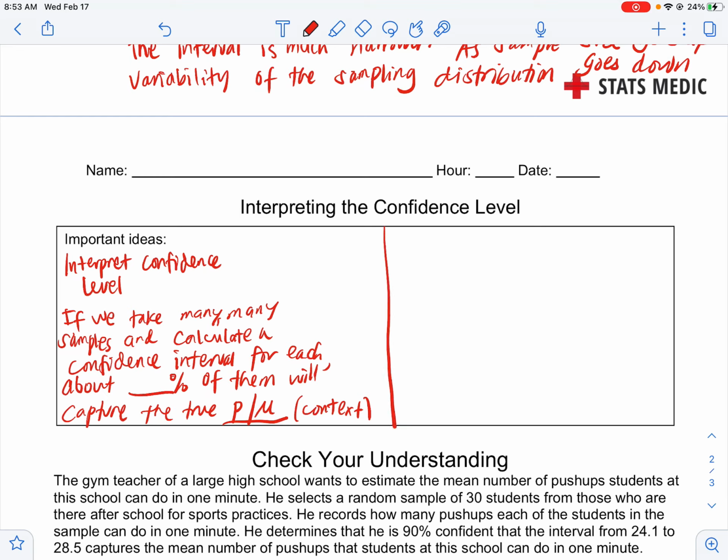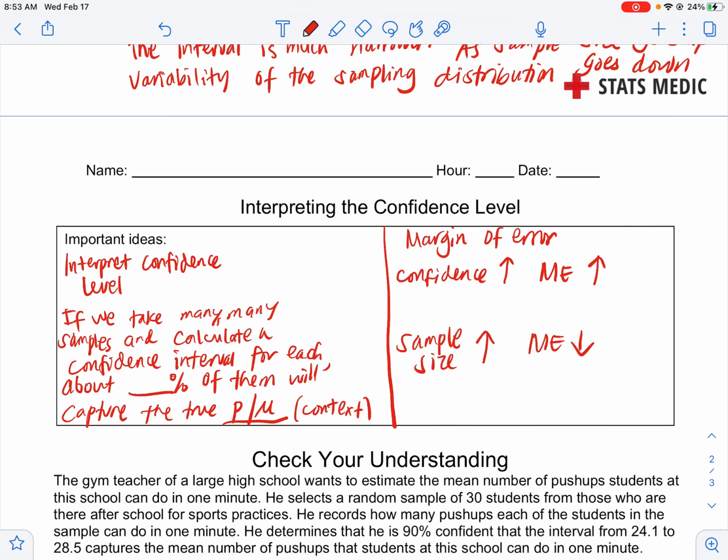Okay? So, margin of error. What happens to the margin of error? If we increase confidence level, margin of error will also increase. Okay? If we increase n, or let me just put sample size. If we increase the sample size, margin of error decreases. Okay? And then, what else?